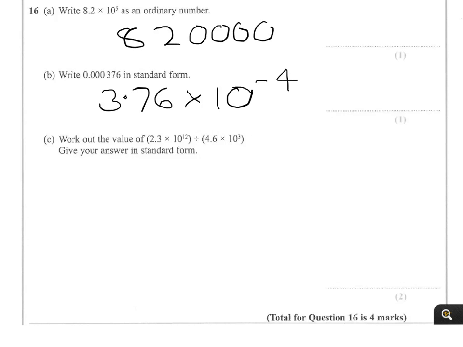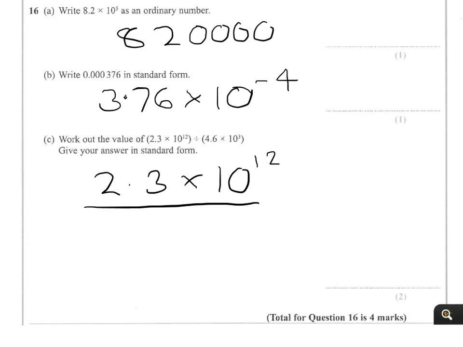Now we need to work out 2.3 times 10 to the 12, all divided by 4.6 times 10 to the 3. So if you write it like this, it's slightly easier. Now you should notice that 2.3 is half of 4.6. So this simplifies to 0.5. And then if we apply our law of indices, we've got 10 to the 12 divided by 10 to the 3. So that's going to give me 10 to the 9.